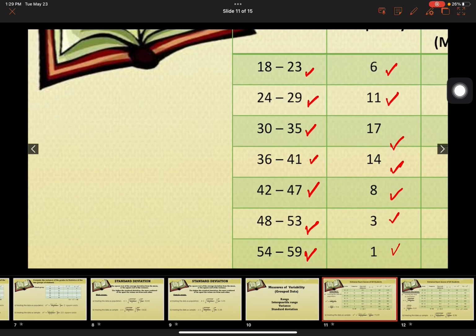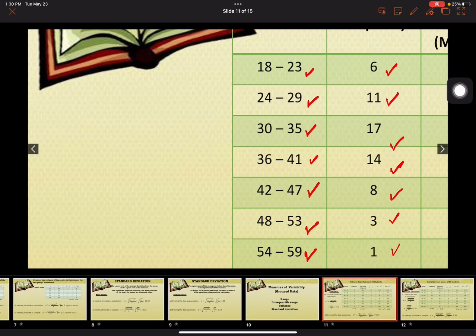Pero, paano mo makukuha yung variance dyan? Ano ba muna yung magiging formula? Ang formula natin ay ganun pa rin, no? Meron tayong x minus the mean. Tapos i-multiply naman natin. Kinaibahan, i-multiply natin siya sa frequency.